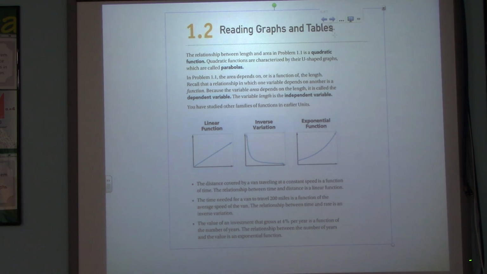When you are done with all of that, I'd like you to go to Investigation 1.2. Read the opening information, and then begin the activity with your group. See you soon.